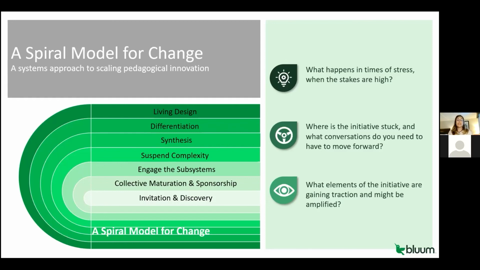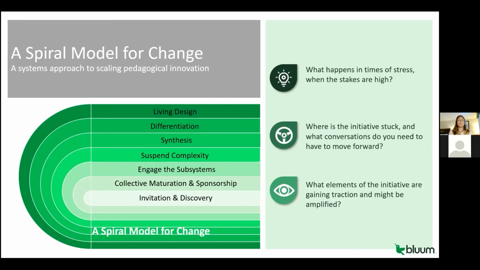Another question to think about: where is the initiative stuck? And what conversations do you need to help move you forward? That's why Kantor's model is so important, because if you feel like you're stuck, having those different voices on a team will really help you become unstuck, for lack of a better word. And then lastly, what elements of the initiative are gaining traction? Those are the initiatives that you really want to pay attention to, because you might be able to amplify those and easily bring more people on board.